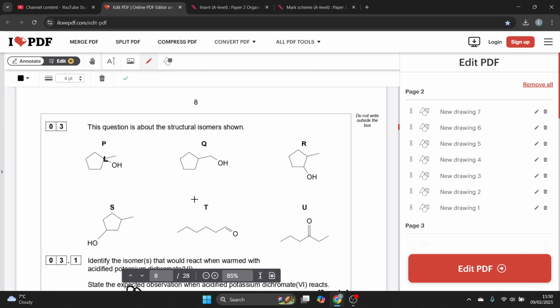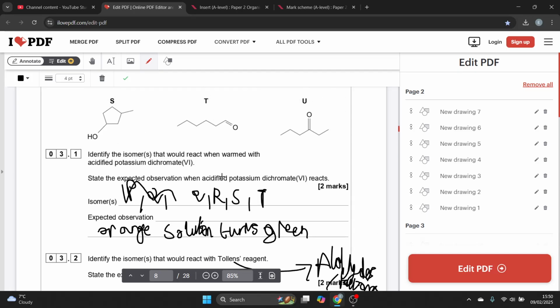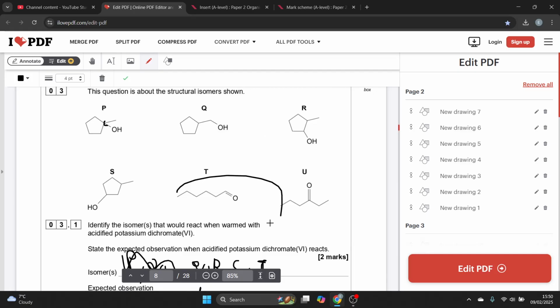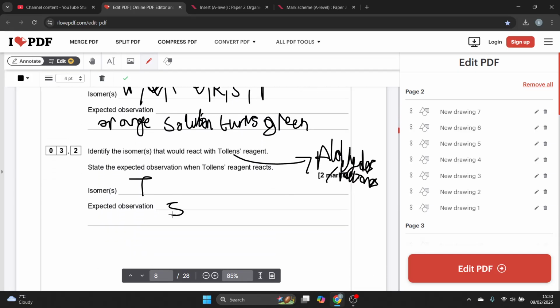Remember, Tollens' reagent is only for aldehydes, to distinguish between aldehydes and ketones. Ketones don't react with Tollens' reagent. So the only thing that can react with Tollens' reagent is an aldehyde, and therefore it must be T. And the observation is a silver mirror.